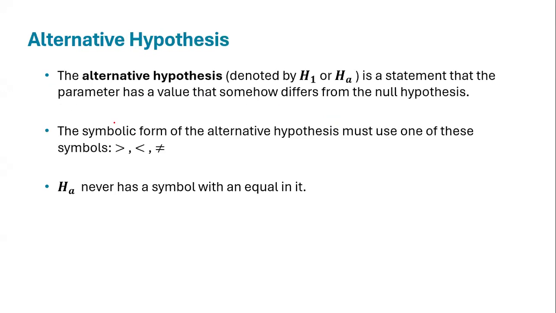And the alternative hypothesis, which we show by H1 or HA or H sub A, is another statement that should be different from the null hypothesis, but remember that we never put an equal sign for the alternative. So the alternative can have greater than or less than or not equal to, but the equal sign always goes for the null hypothesis.